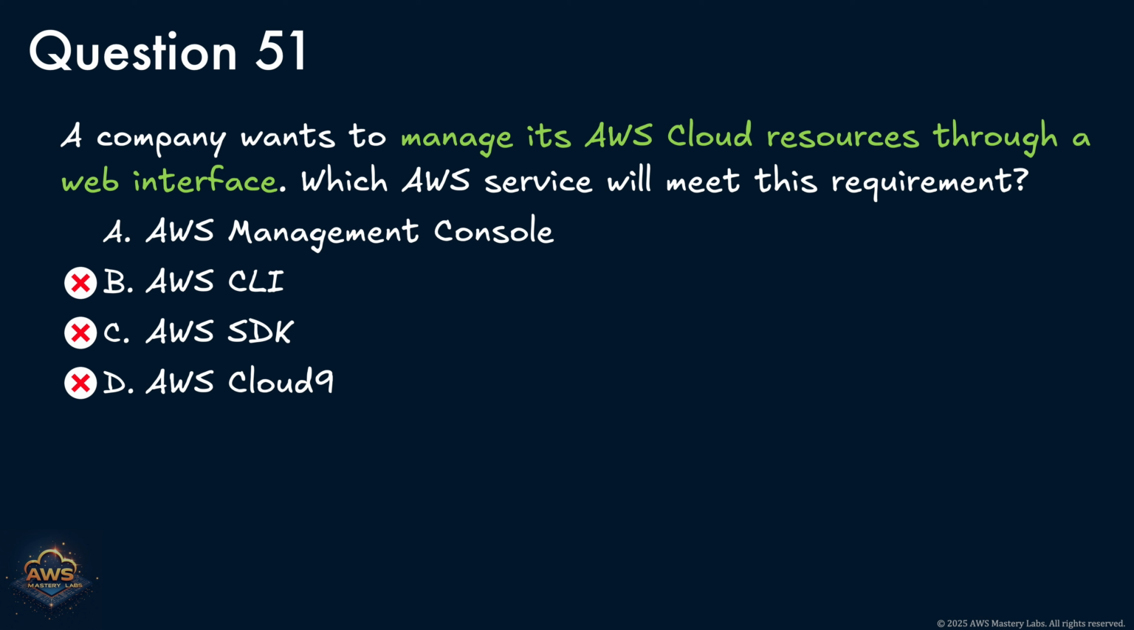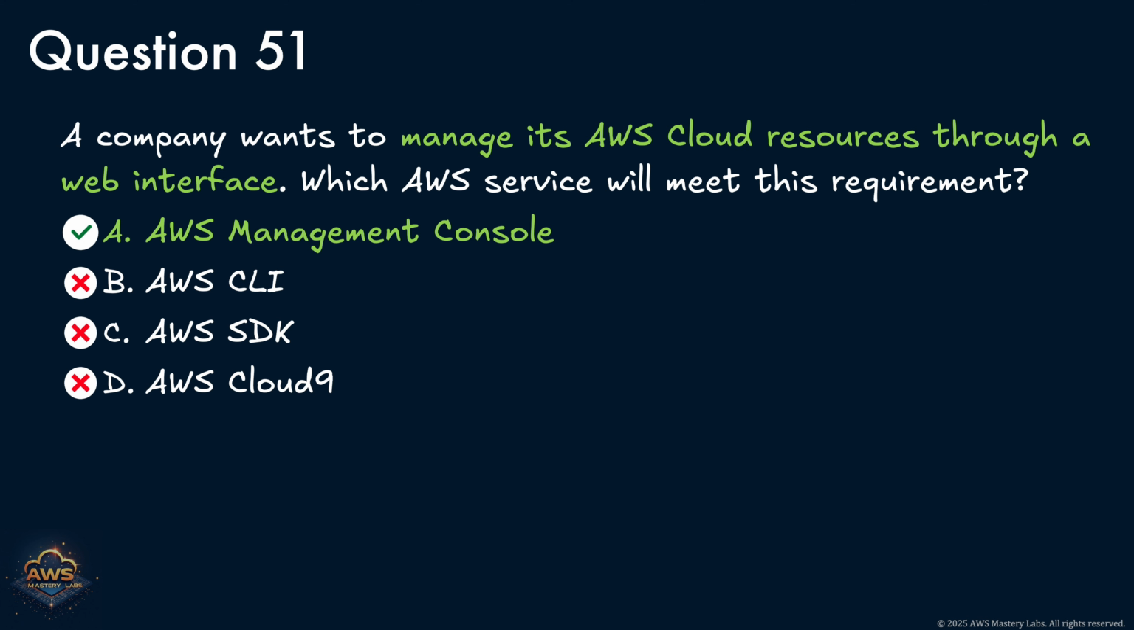Option D, AWS Cloud9. AWS Cloud9 is a cloud-based development environment that runs inside a web browser. It's optimized for writing, running, and debugging code in a collaborative setting. While it can technically be used to call AWS APIs or write infrastructure as code, it is fundamentally a developer tool, not a resource management platform. Incorrect, because Cloud9 is a web IDE for development, not a management console for AWS resources.